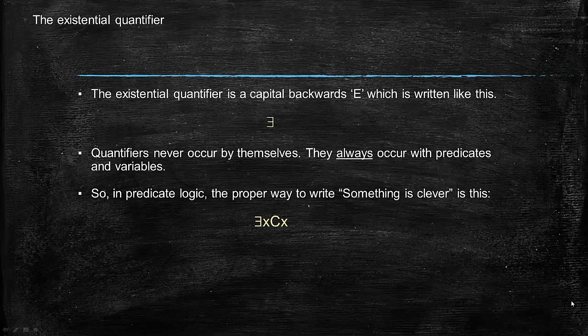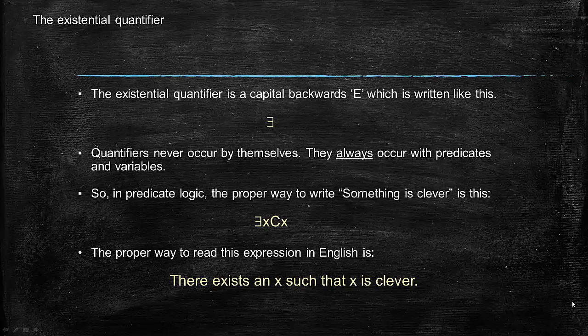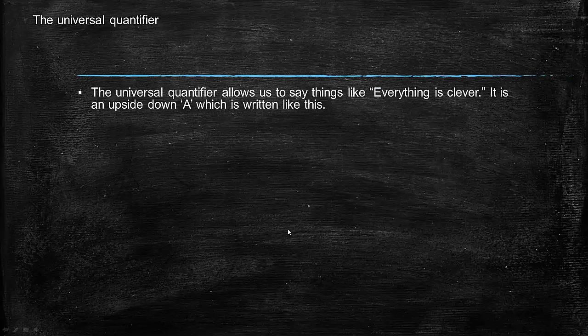Now, this literally says, the way to read this in English, and you want to get used to this, is there exists an x such that x is clever. Okay? So there exists an x such that x is clever.